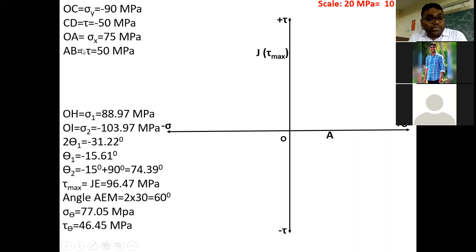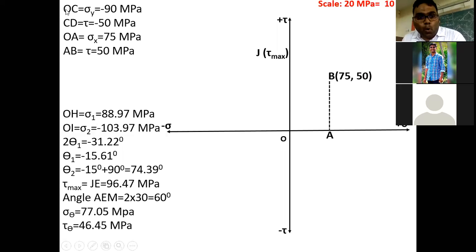Then you see what is the shear stress corresponding to sigma x, that is 50 megapascal, and the sign is positive. So it goes upward. How much? Dividing by 20 gives 2.5. Great. Then this is 2.5. The value of this is 75 and 50, the coordinate of point B.